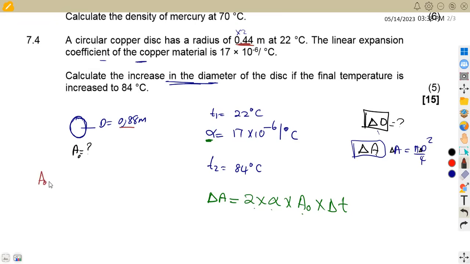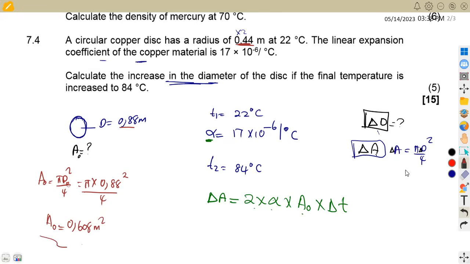So our original area is going to be pi d squared over 4. So that is pi times the original diameter of 0.88 squared over 4. So this is going to give us the original area. Here, if we simplify properly, our original area is going to be something like 0.608 square meters if you round off to 3 decimal places. So that's our original area here.